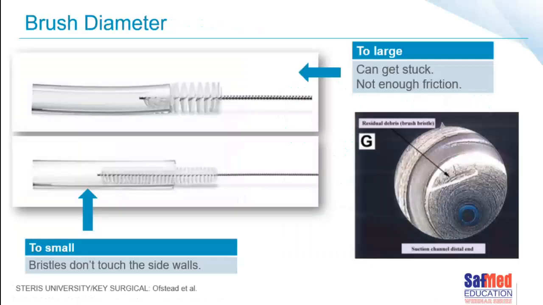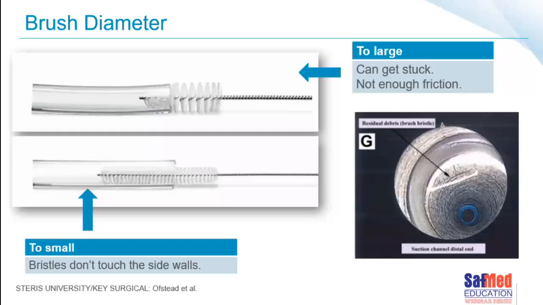What about the right size and the right diameter? Needless to say, if a brush is too small, it's going to pass through the device and there'll be no friction with the side walls. A brush that's too large can also be a problem for friction. You don't get enough friction if it's too large. It can get stuck and the bristles can break off.